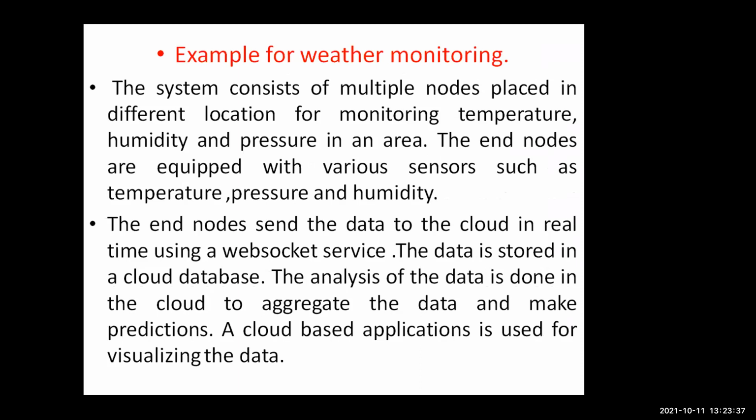An example is weather monitoring, collecting data from different nodes, which is aggregated and stored in the cloud. The system consists of multiple nodes placed in different locations for monitoring temperature, humidity, and pressure in the area. The end nodes are equipped with various sensors such as temperature, pressure, and humidity, each with a different operation. In the previous examples, different nodes performed the same operations. Here, different nodes perform different operations.